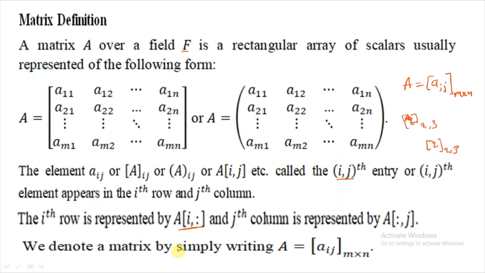We denote the matrix by simply writing A is equal to the square bracket aij, an M by N matrix. This is the definition of a matrix. Already you know these elements are from a field. Suppose all these elements are real numbers, then this matrix is called a real matrix. If they are complex numbers, it's a complex matrix. So it depends on the field.